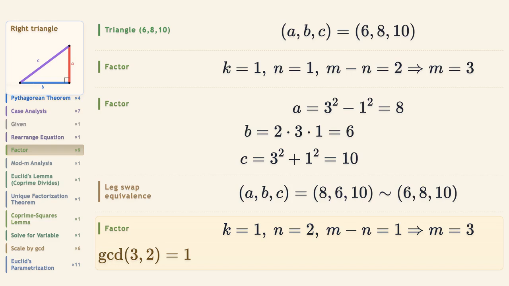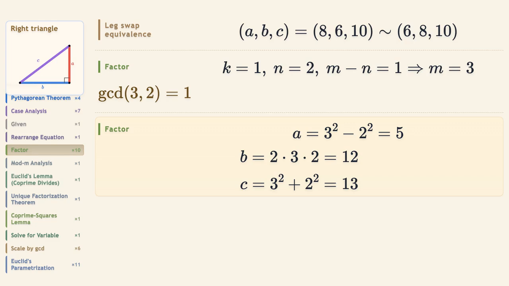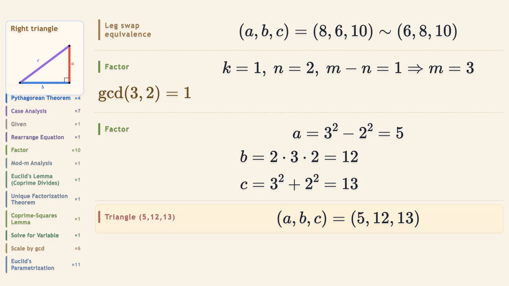Case 3. k equals 1, n equals 2, m minus n equals 1, so m is 3. Coprimality and parity check. a equals 9 minus 4 equals 5. b equals 12. c equals 9 plus 4 equals 13. Case 3 produces the primitive triangle 5, 12, 13.